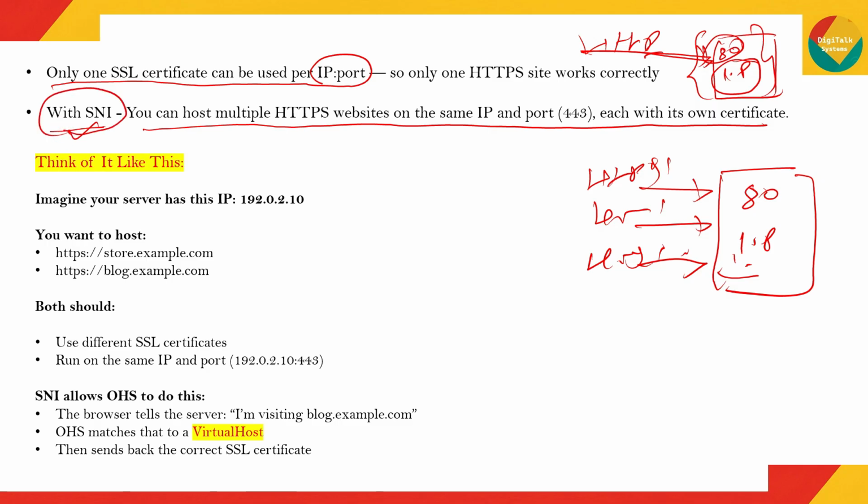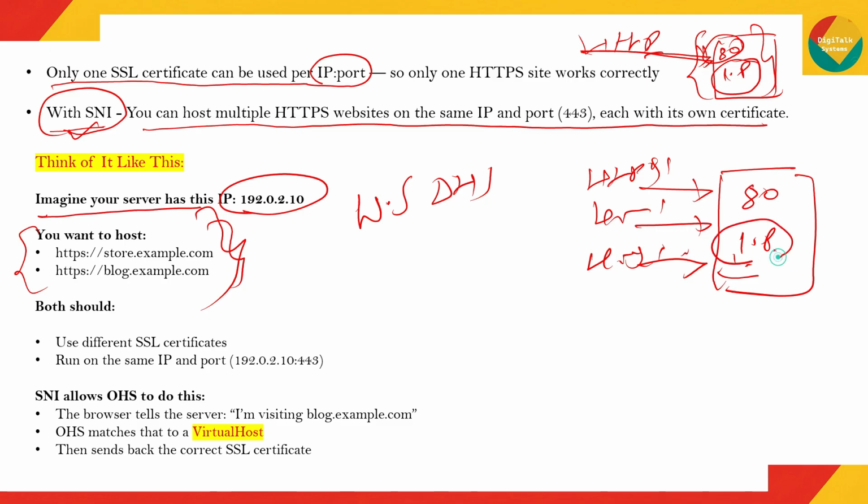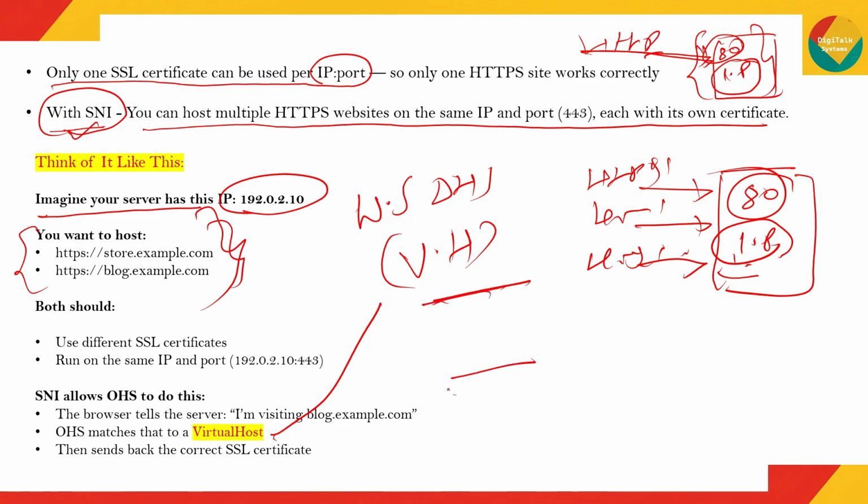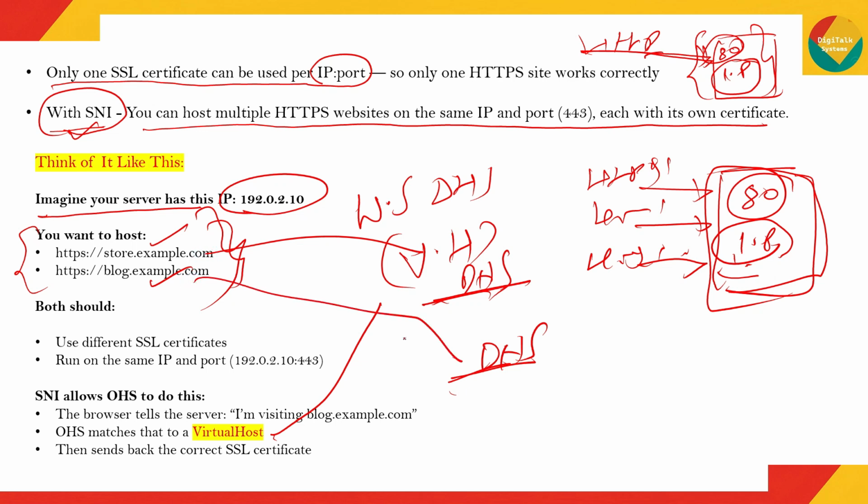Now how it works, let me tell you quickly. Suppose we have a server with the IP address 192.0.2.10 and you have hosted two websites. In a web server like OHS, we host multiple websites on the same IP address and port with the help of virtual hosts, right? So we define multiple virtual hosts and each virtual host will have a different DNS. That means we are hosting multiple websites on the same web server, right? So these are the two different DNS names that we can define in virtual host 1 and virtual host 2, and we can do the configuration.